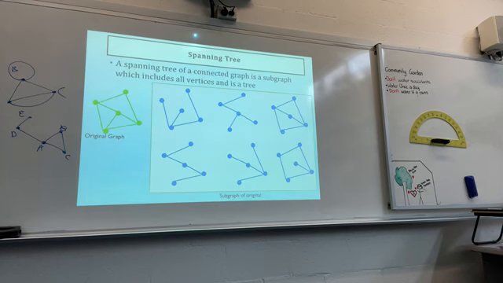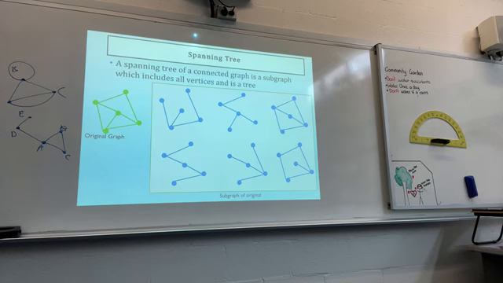All right. Now, a spanning tree. This is a definition of a spanning tree which you should know. I will give you a copy of all the vocabulary you need to know tomorrow. All right. A spanning tree of a connected graph is a subgraph which includes all vertices and it is a tree.